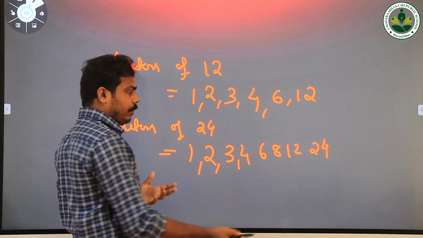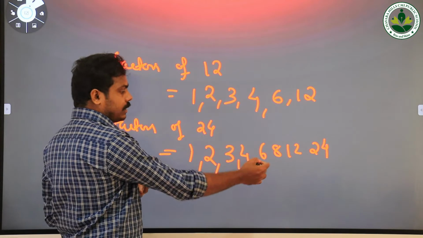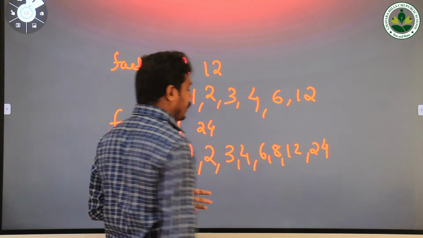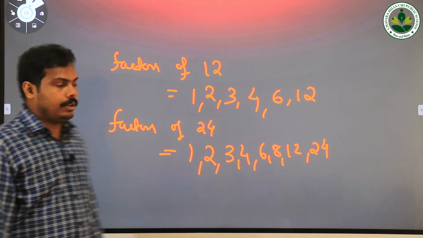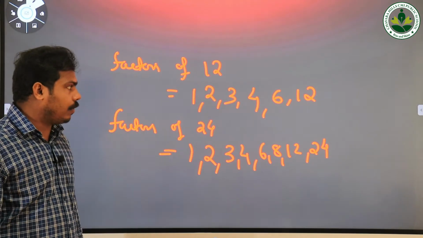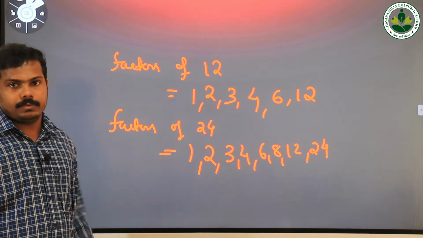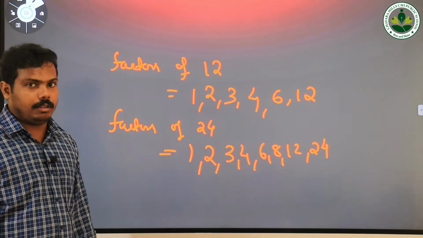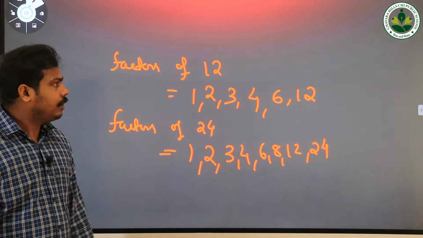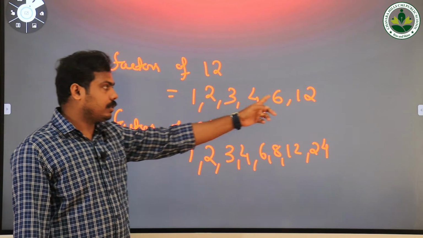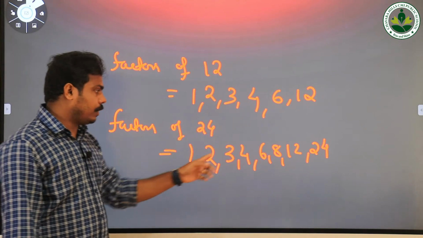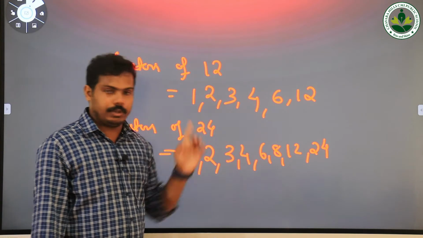Next, 5 into any number is not 24. Then again 6 comes. So the factors of 24 are 1, 2, 3, 4, 6, 8, 12 and 24. And the factors of 12 are 1, 2, 3, 4, 6 and 12. From these two numbers, you can see some common factors.